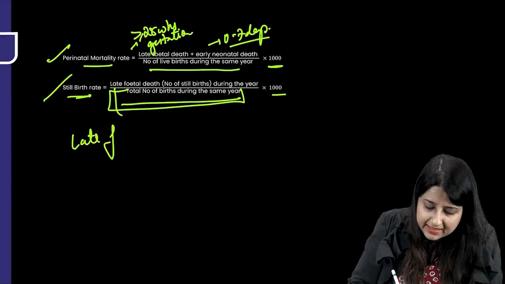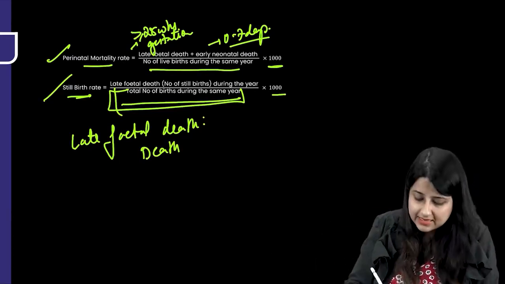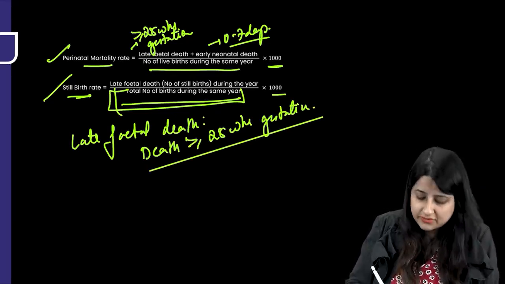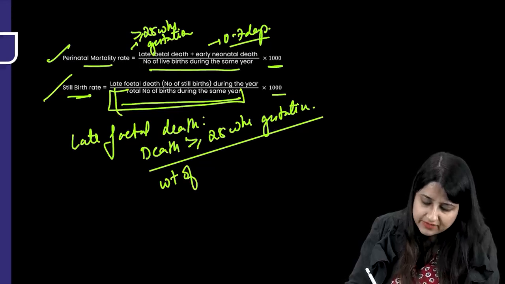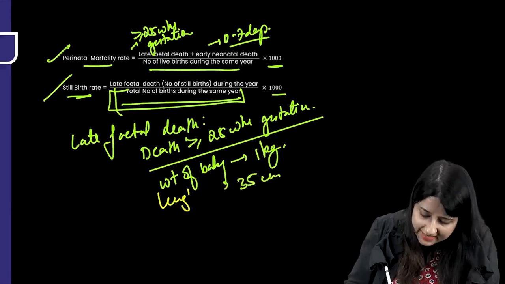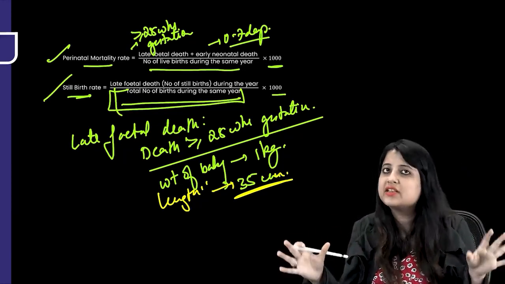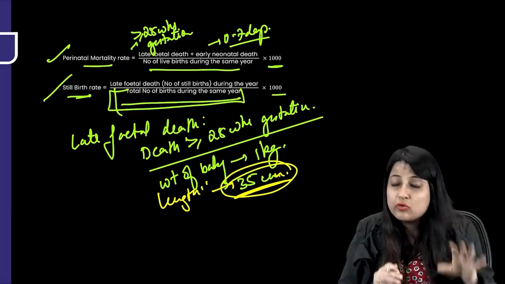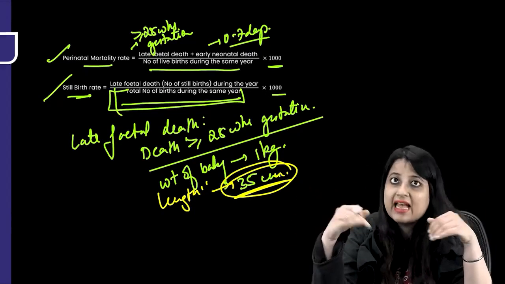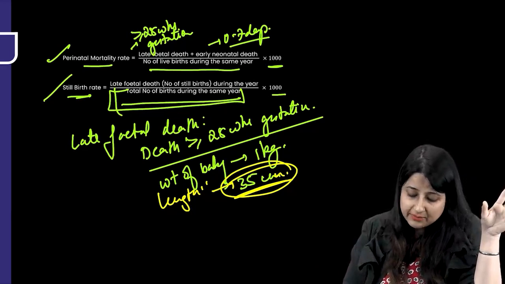Now, what do I mean by late fetal death, guys? Remember, it is death that fulfills certain criteria. Death beyond or equal to 28 weeks gestation. If this is not mentioned, then at least the weight of the baby is mentioned. Okay, so that is 1 kg or 1000 grams. Otherwise, the length of the baby, we must say 35 centimeters. You know, the average length of a newborn is 50 centimeters. To call it a stillbirth, at least the length of the baby should be 35 centimeters, weight should be 1 kg, and the period of gestation should be 28 weeks and above. Okay? So that is a very, very important thing which can come in your exams.